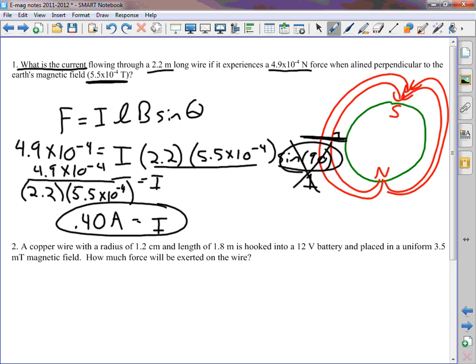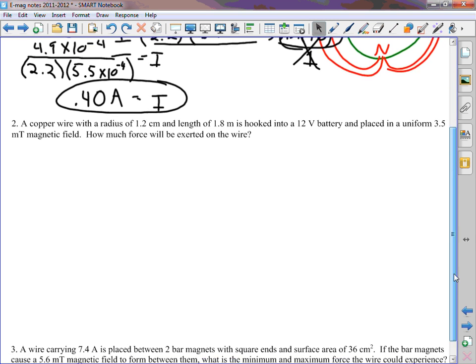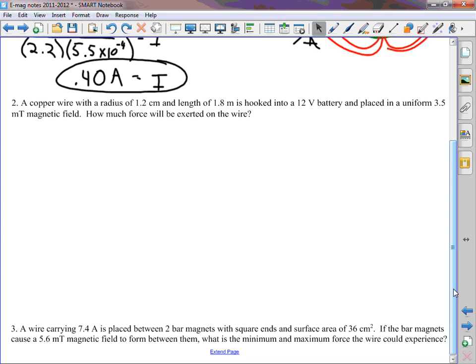All right. Now let's move on to number 2. Number 2 is going to make us recall some of the things that we've already learned in the past, specifically from circuits. I might have to use an equation, if I remember correctly, that I haven't taught you yet. So you're going to be exposed to a brand new equation here, or I might have, we'll see.